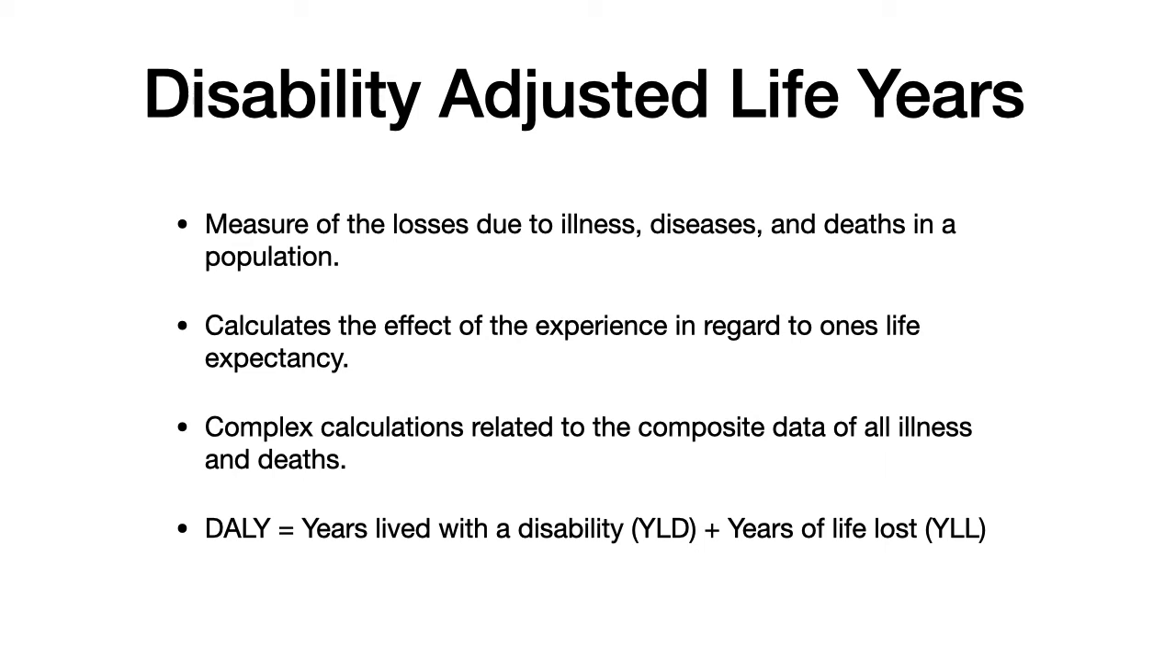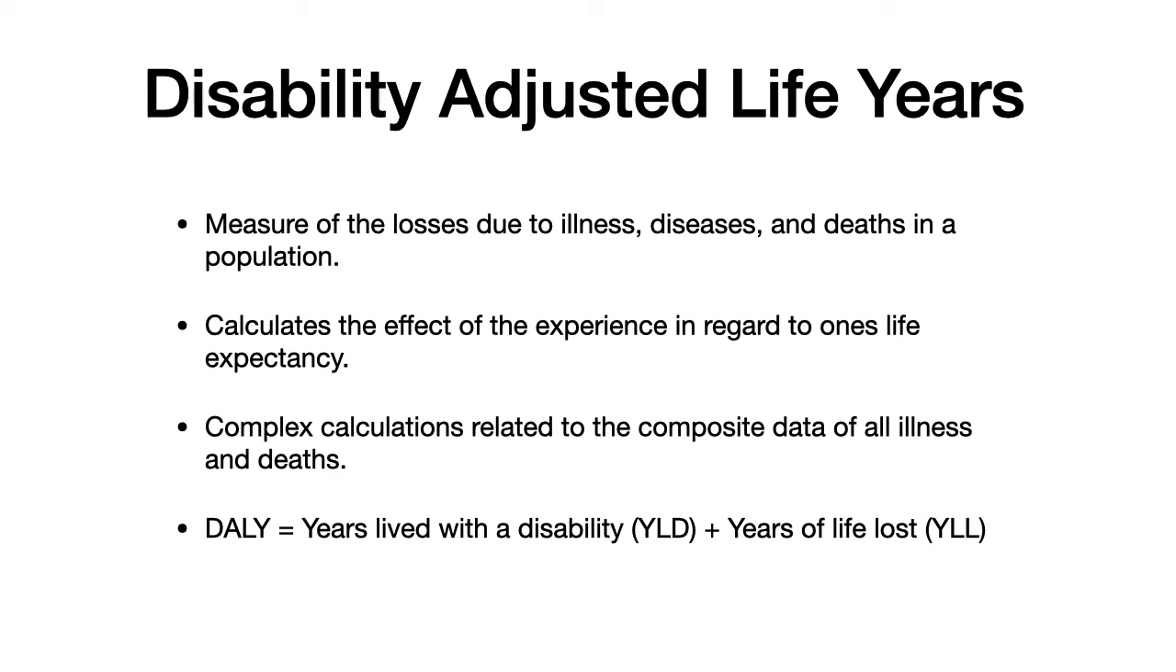At the population level, there can be big, broad, complex ways of calculating all this data about many different diseases and conditions and what that looks like in different populations. But for our purposes, we can boil it down and look at it this way: our disability adjusted life years, or DALY, is calculated by adding the years lived with a disability, which is also reflective of the amount of effect that disability has on one's life, plus the total years of life lost.